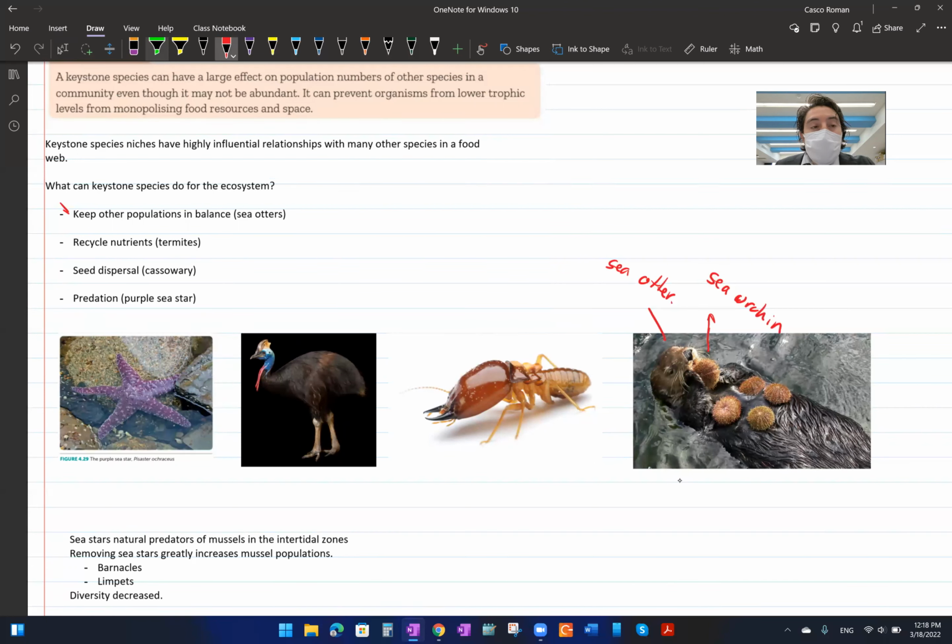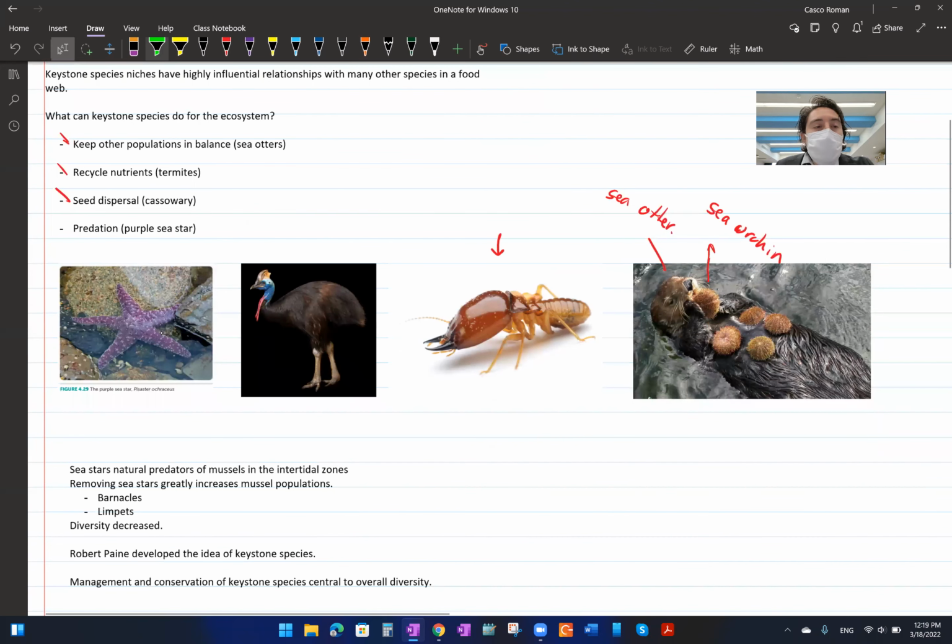It can help recycle nutrients in the case of the termites, right? Throughout the ecosystem, throughout a certain period of time, a lot of trees, their material can get recycled by these termites. Okay, they can help in seed dispersal, like the cassowary, right? You have this bird that looks like the ostrich, very similar to the ostrich. They help disperse seeds over long distances. So they do help plant populations, tree populations, the cassowary.